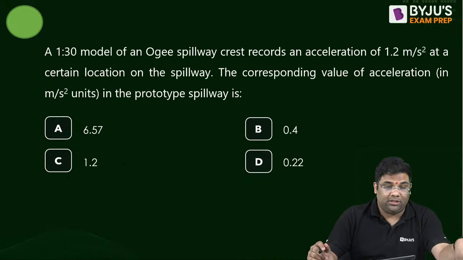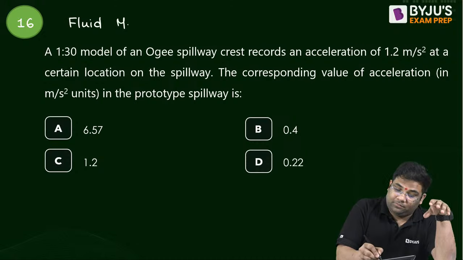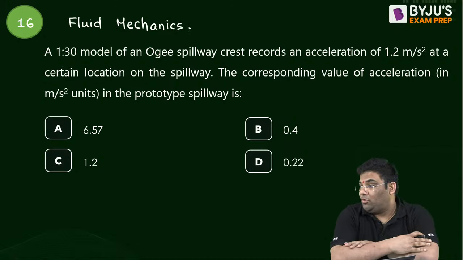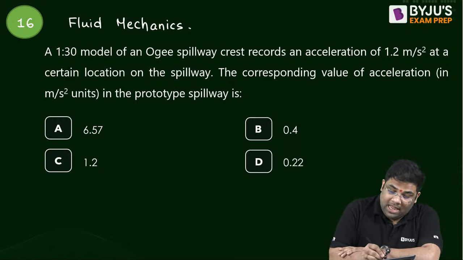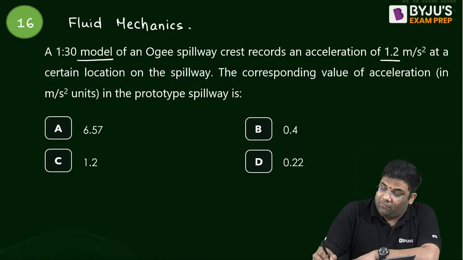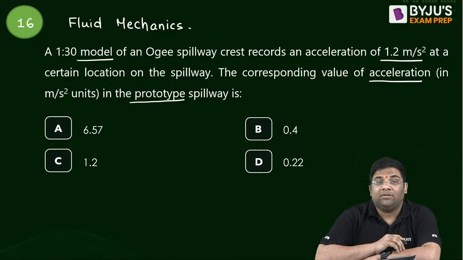Next question, question number 16. Again fluid mechanics. Please answer this question. Fast, we have slowed down, come on, fast. A model has an acceleration of 1.2. What is the corresponding value of acceleration in the prototype? Question number 16. Fast, you are solving slow.